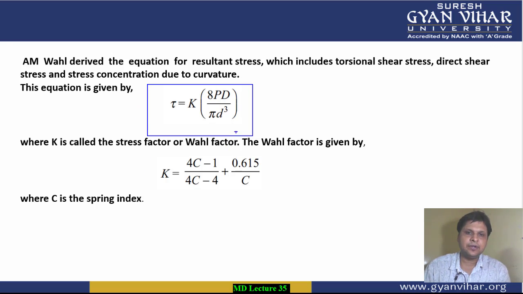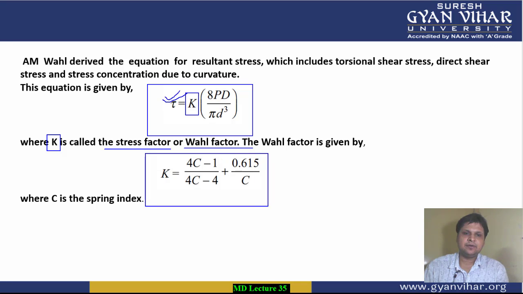Tau is equal to K into 8PD upon pi d cube. Alright, this will give you the value of stress acting on the spring. And here there is a constant, there is a factor which is known as K. K is your stress factor or wall factor. And wall factor value is given by this particular formula.